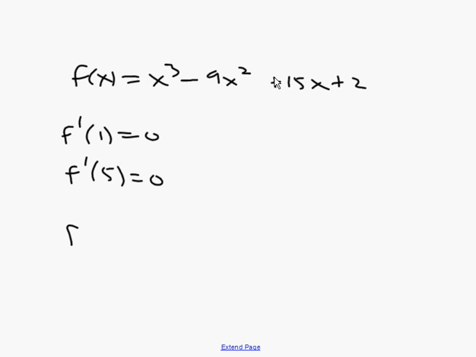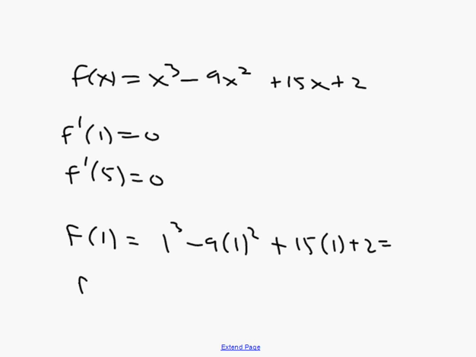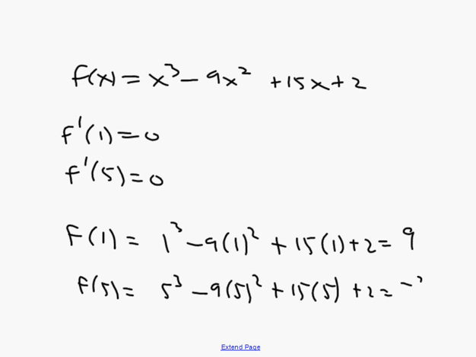So I'm going to do f of 1. So f of 1 is going to be 1 cubed minus 9 times 1 squared plus 15 times 1 plus 2. I also want to know what f of 5 is. f of 5 is going to be 5 cubed minus 9 times 5 squared plus 15 times 5 plus 2. So you have 9 and negative 23.